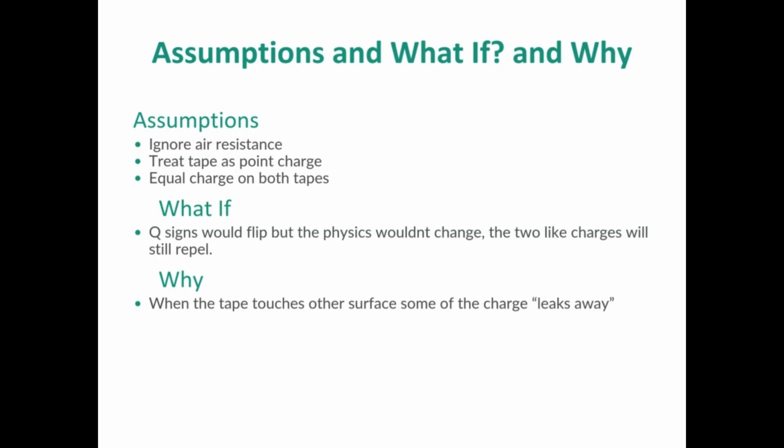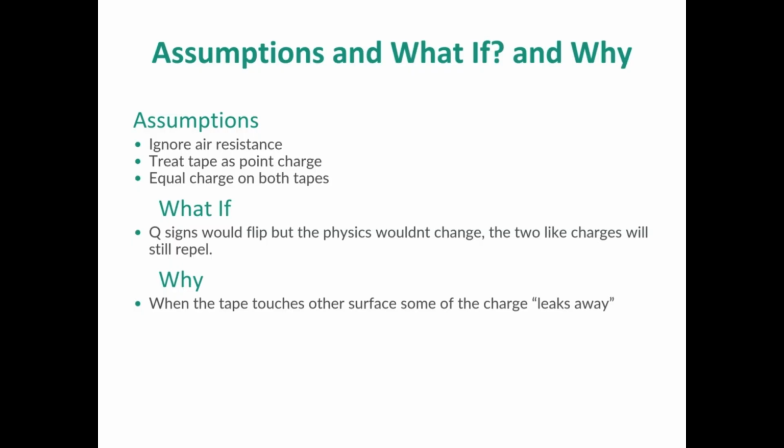Some assumptions I made to simplify things were to ignore air resistance and treat the tape as a point charge, while it's obviously an object with a bunch of charges spread out through the entire piece of tape. We also assumed that there was an equal amount of charge on both tapes. Possible errors include non-uniform distribution of charge on the tapes, external objects acting on the field, or charge leakage between the touch of the tapes when I was setting up the experiment.